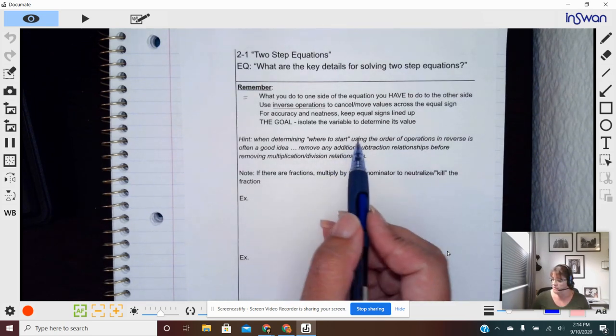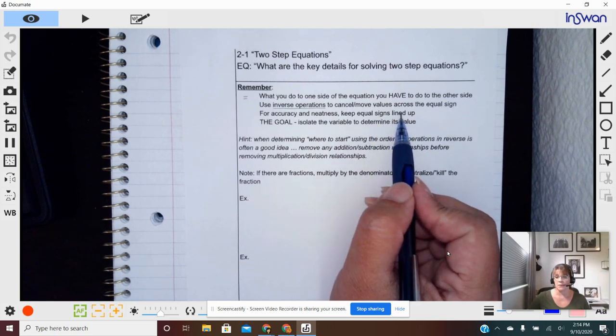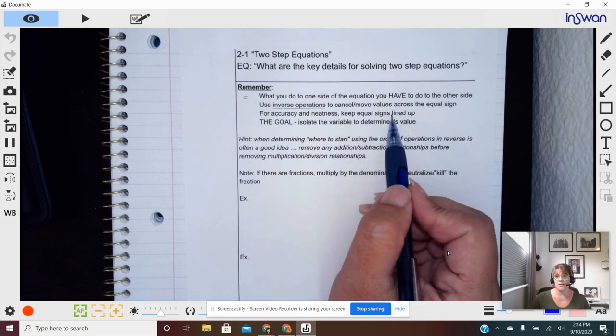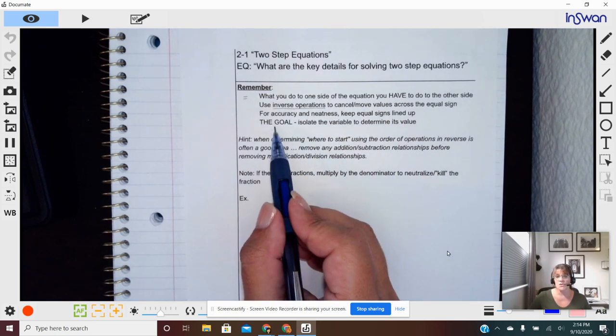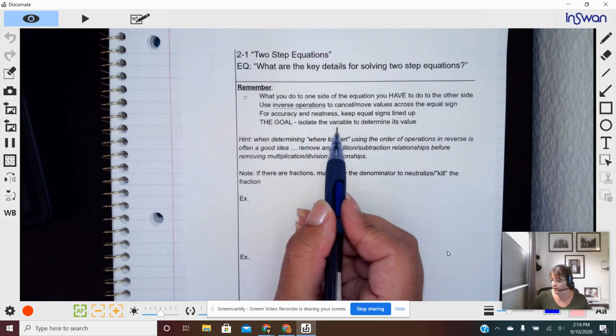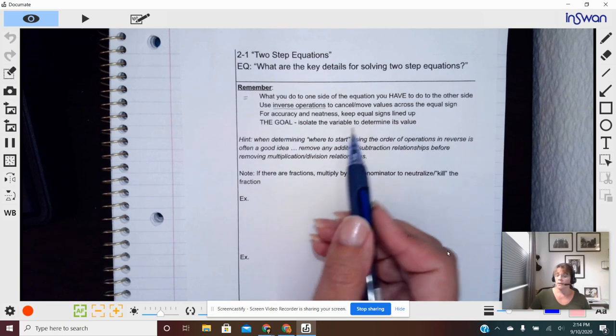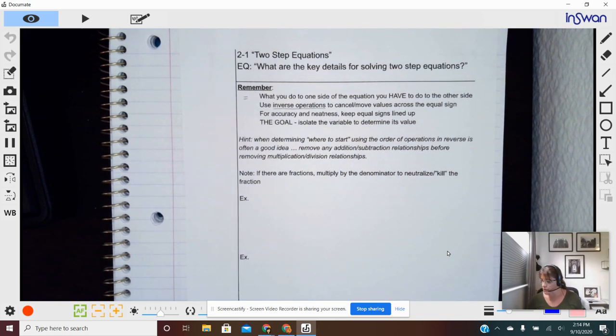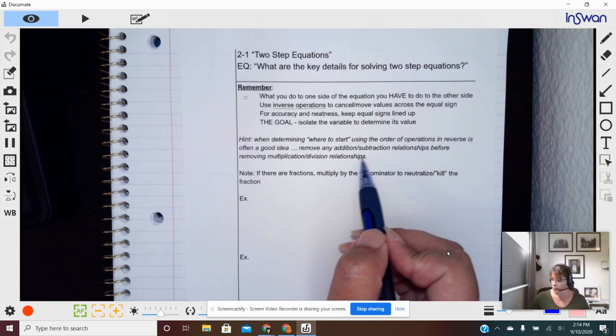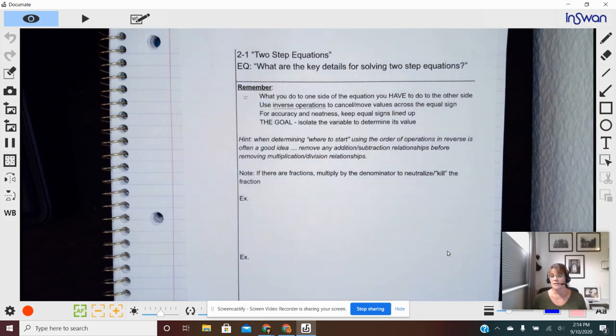Now, for accuracy and neatness, you do want to keep your equal signs lined up. Otherwise, your equation gets all over the place and you get lost. The goal in solving every equation: isolate the variable to determine its value. That's always our goal. Now, when determining where to start, a good way to think about it is using the reverse of the order of operations. If you can remove any addition or subtraction before multiplication and division, a lot of times that'll help you out. It is a little bit on a case-by-case basis, but that's a good starting point.